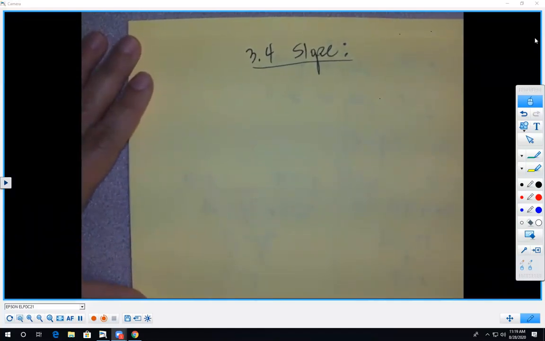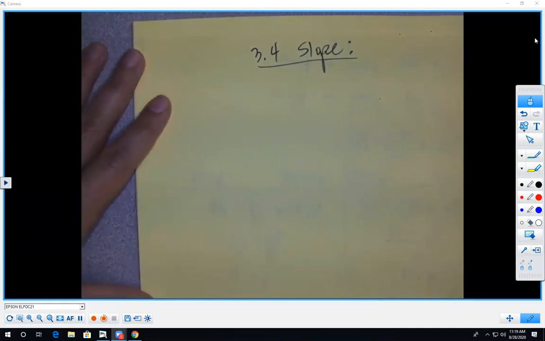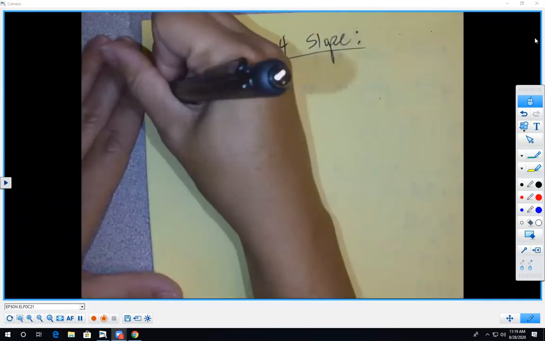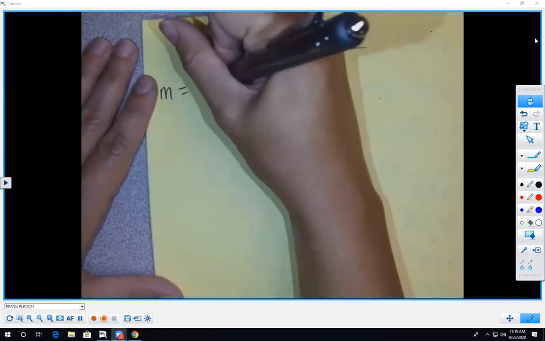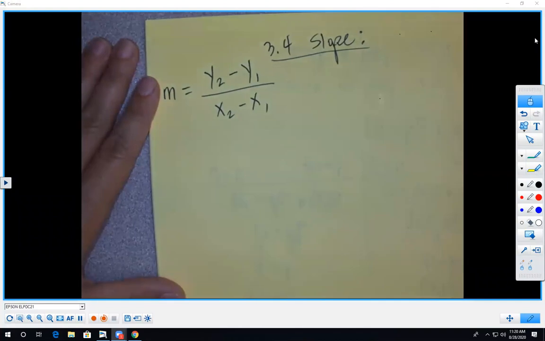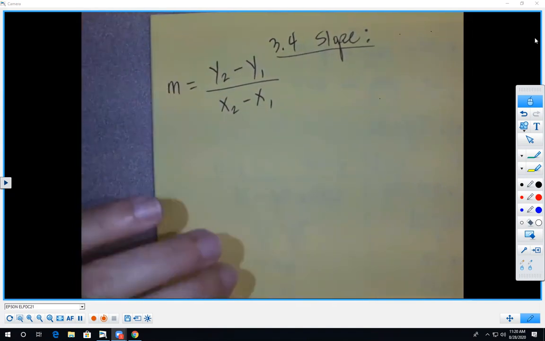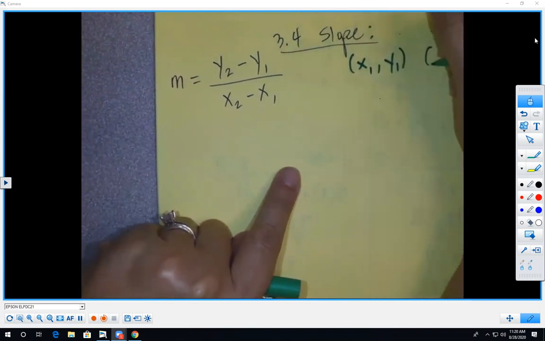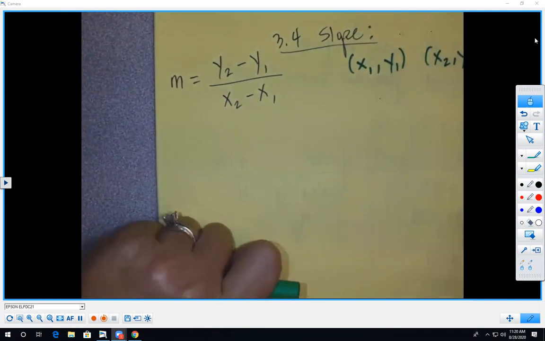Okay, and one way you can tell slope from an equation is if it's in slope-intercept form, it's the number in front of x. We kind of talked about that last time. Another way you can find slope is using the slope formula. The slope formula is m equals y2 minus y1 over x2 minus x1. And just a reminder, all those x1s and y1s and x2s and y2s come from ordered pairs. The first ordered pair is x1, y1. The second ordered pair is x2, y2.